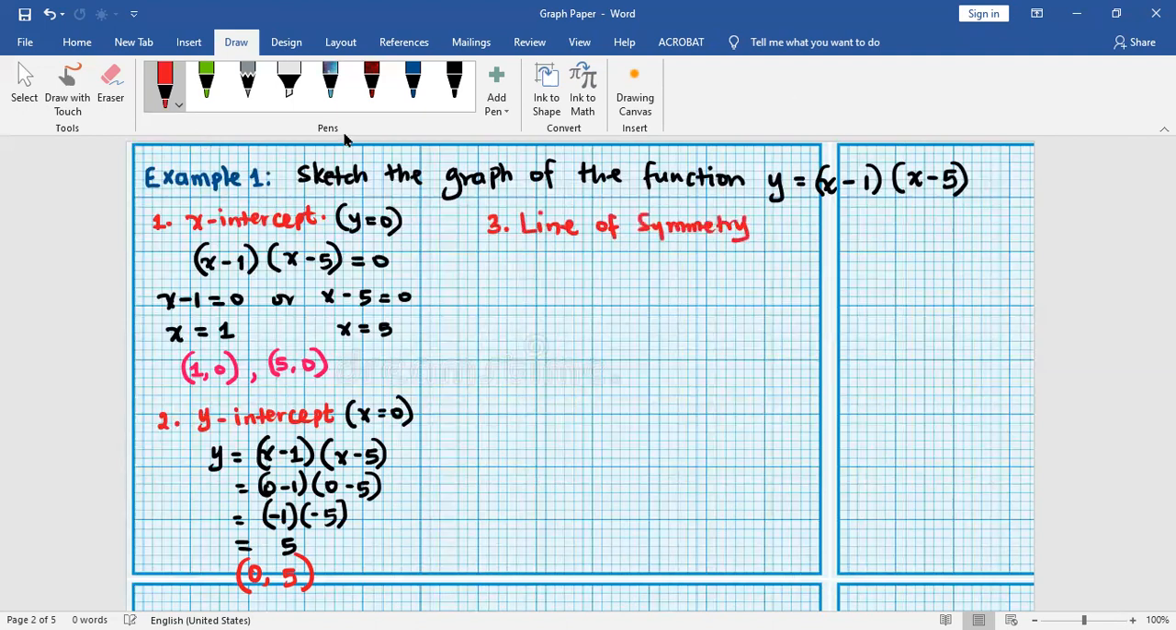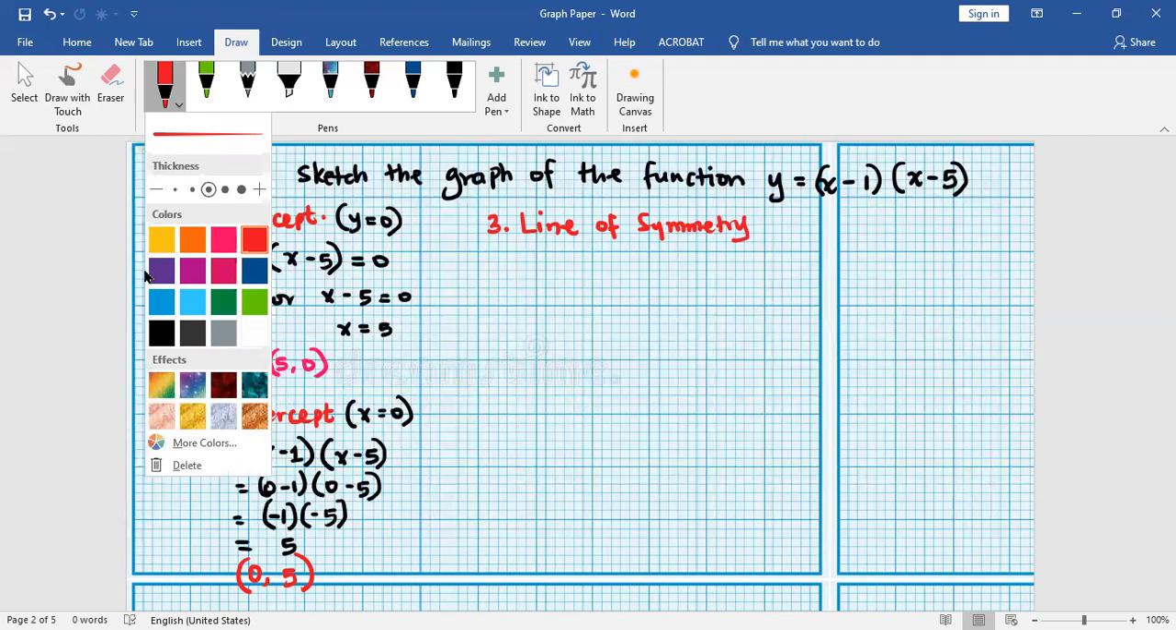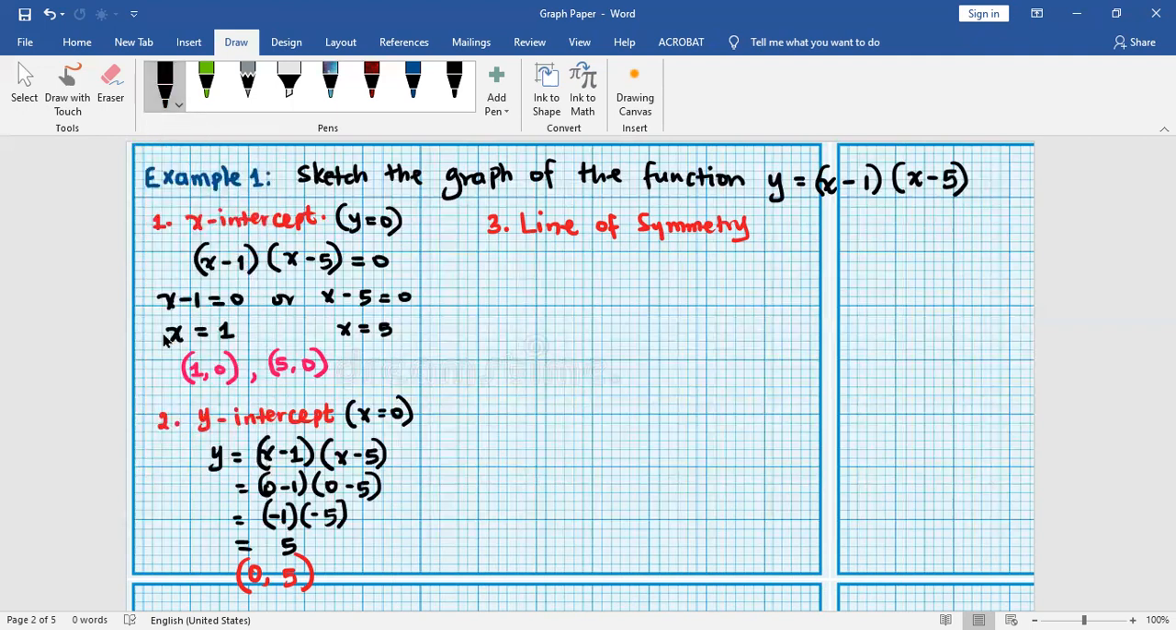Because we said that the line of symmetry divides the curve into 2 equal parts, it means that it will divide the x-intercepts into 2 parts. So to get the line of symmetry, we take x equals 1 plus x equals 5, then we divide it by 2. So this will be 6 divided by 2, which will be 3.